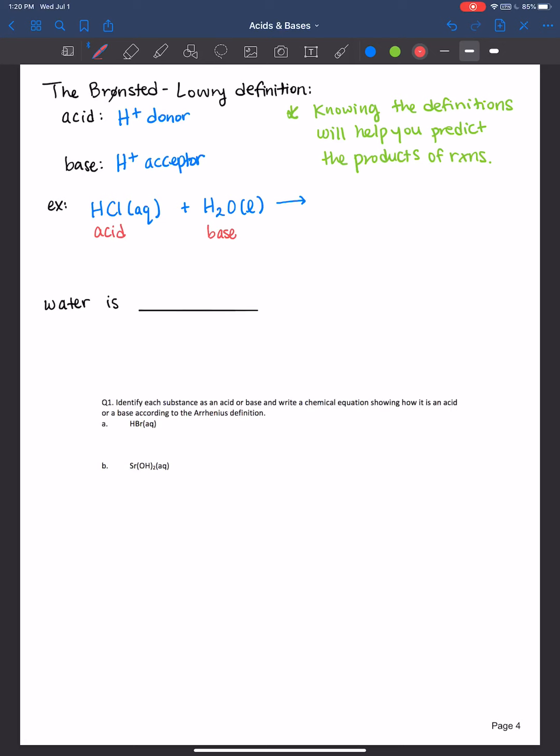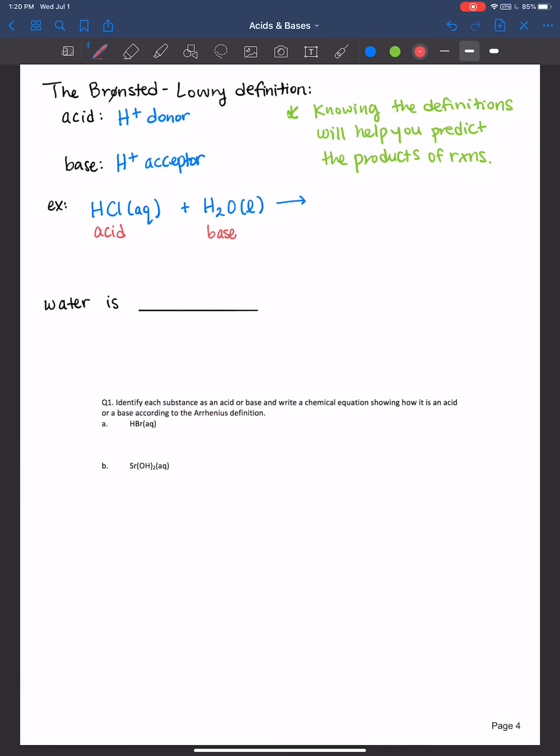So I always identify, if I have water as one of my reactants here, I look at what the other one is. And then I determine whether this species is an acid or base, and that will tell me how water will behave. All right, so because hydrochloric acid is a Bronsted-Lowry acid, or a Bronsted acid, I know that means it's a proton donor. It will lose that proton.